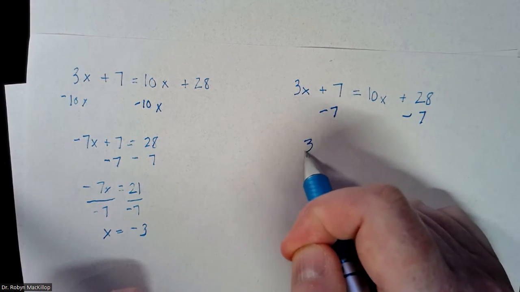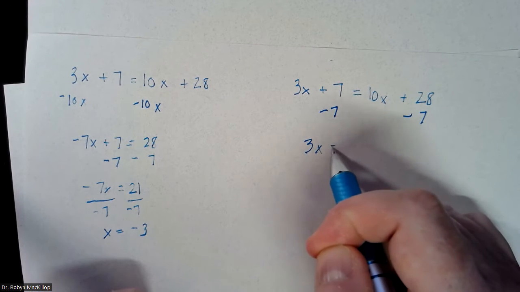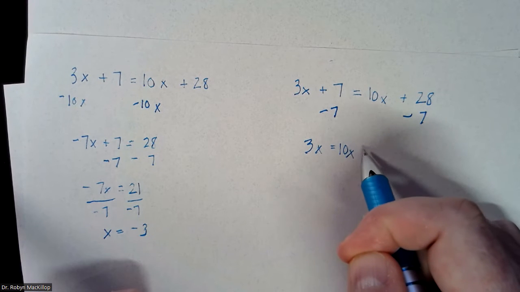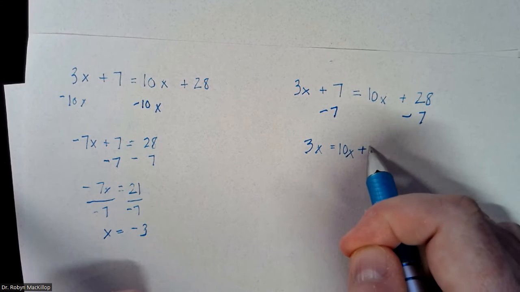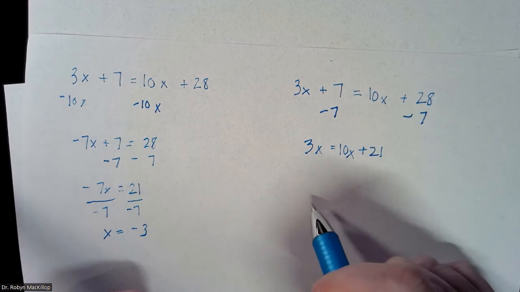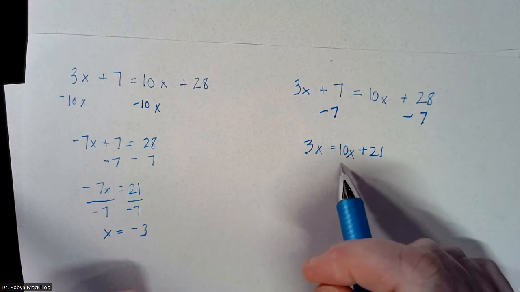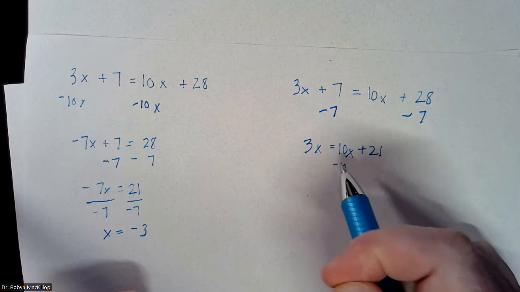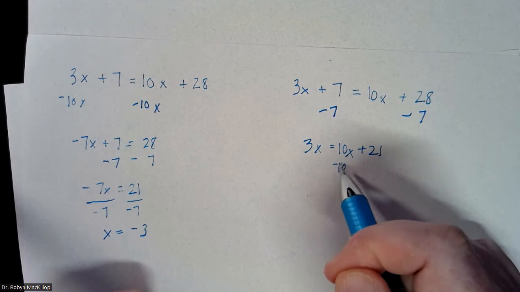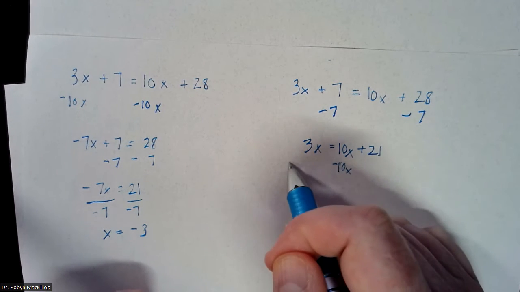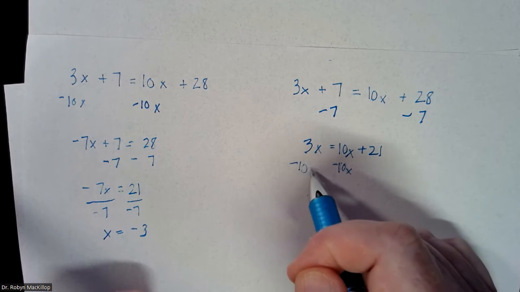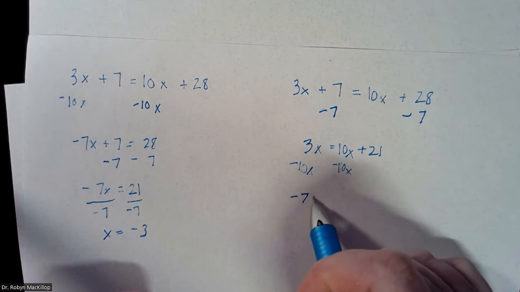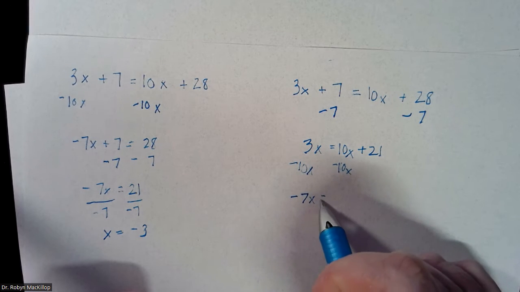So now we have 3x equals 10x plus 21. And again, we end up taking away 10x. This is going to look suspiciously like the other, just in a different order. And we take away 10x here. That leaves us with a negative 7x equals 21.